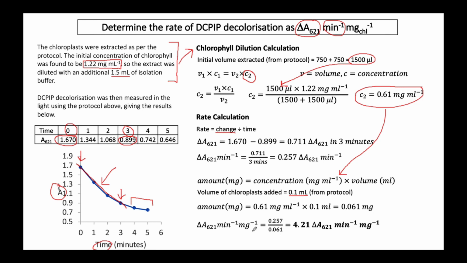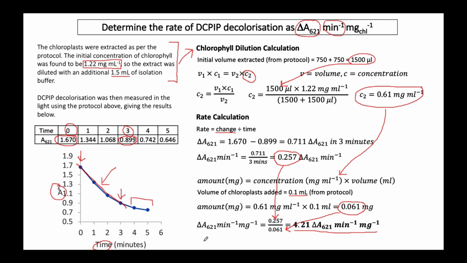So my rate overall is going to be, in terms of absorbance units per milligram, that 0.257 there goes in there, divided by the 0.061, that goes into the bottom of the equation. So that gives me a final answer, if I calculate that, of 4.21 change in absorbance units per minute per milligram. So that's my final rate value for this particular experiment. So that's effectively the slope of this line on the graph.